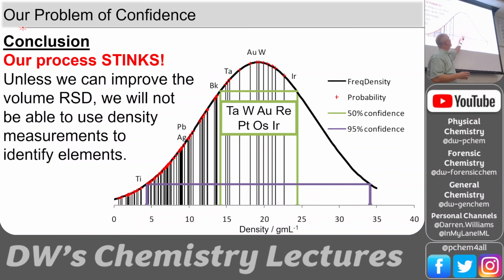And tungsten and gold are so close together, there's no way we would be able to tell the difference between those two. They're in the 50% grouping, though, but it's just as likely that it's one of these other 6 or 7 elements. Now, what about our 95% confidence interval?